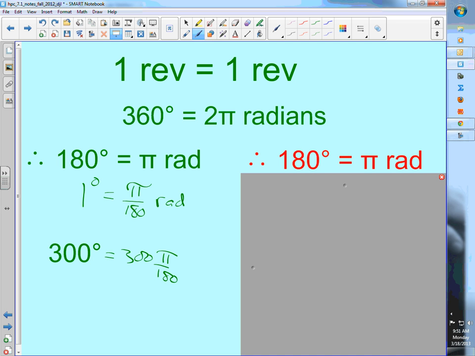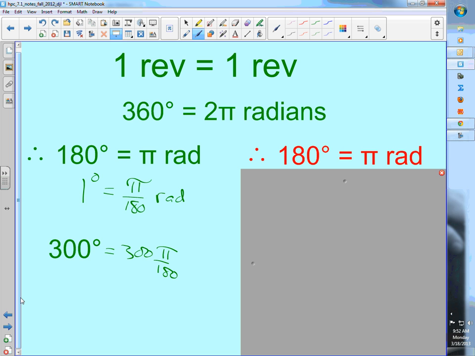If you have to use it in an application to figure out how it applies and give a normal answer, because nobody would say, how far did you run today? Yeah, I ran 5 pi over 2 miles. Nobody talks like that. So change it to a decimal. But in this problem, we want to know how many radians, so we want the exact value.